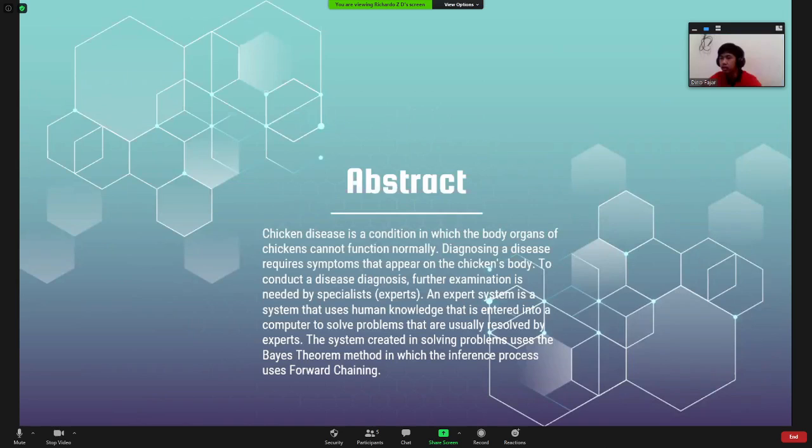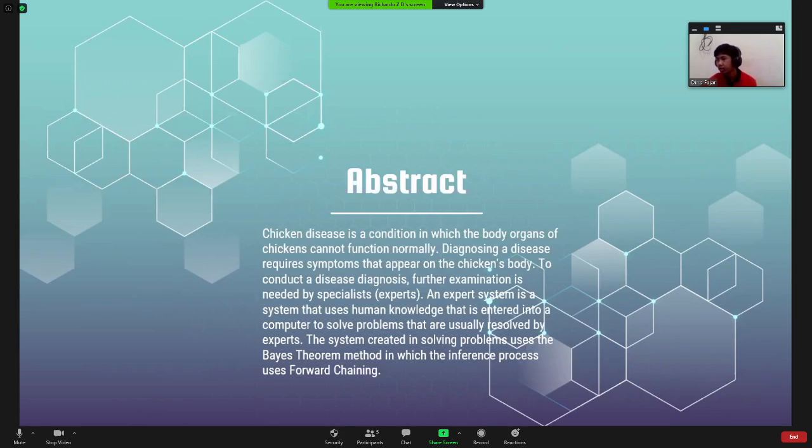Abstract. Chicken disease is a condition in which the body organ of chicken cannot function normally. Diagnosing a disease requires symptoms that appear on the chicken's body. To conduct disease diagnosis, further examination is needed by specialist experts. An expert system is a system that uses human knowledge that is entered into a computer to solve problems that are usually resolved by experts. The system created in solving problems uses the Bayes theorem method, in which the inference process uses forward chaining.